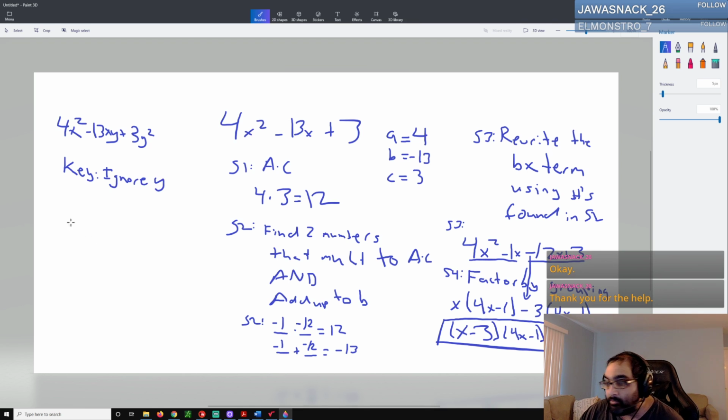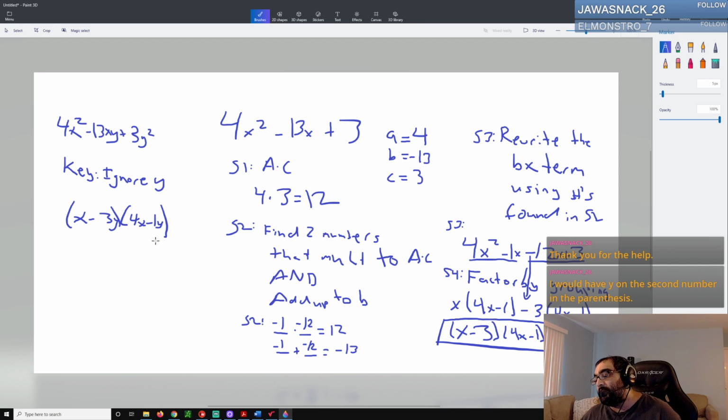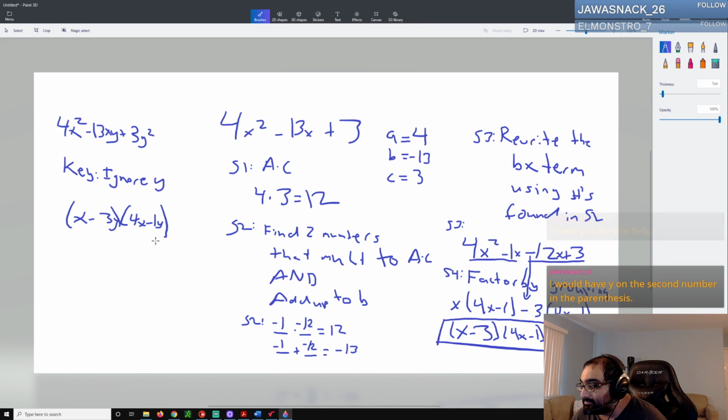Why do you do that? Well, because if you go to the end of the problem after you do the factoring, you'd have 3y here, and you'd have 4x minus 1y here. You just tack on the y's there at the end. That's why the key there is just to ignore the y's. Same factoring, just imagine you just have x. That's it. I promise you that's all you have to do. If you think you have to do more, I don't know what to tell you.